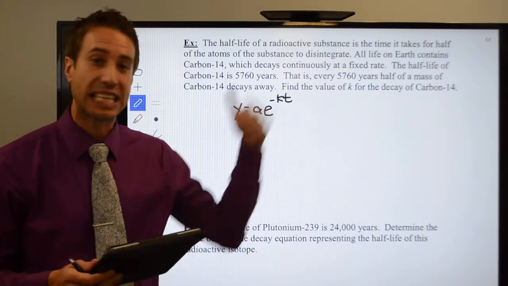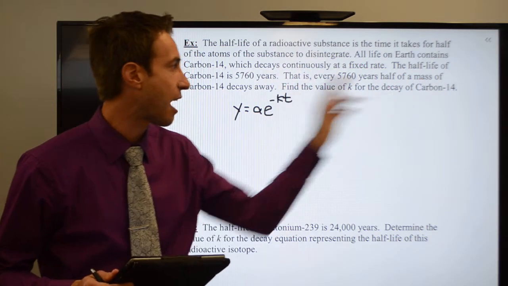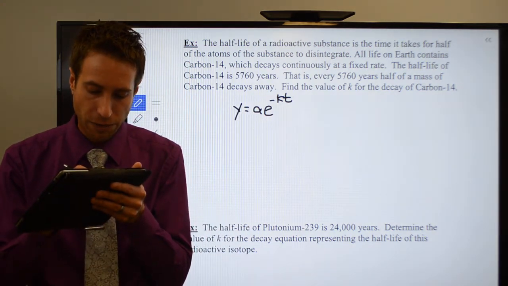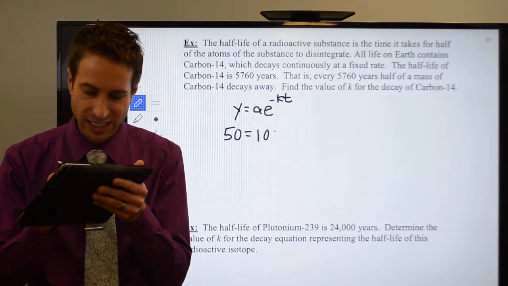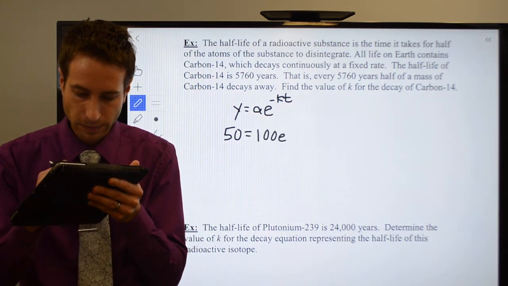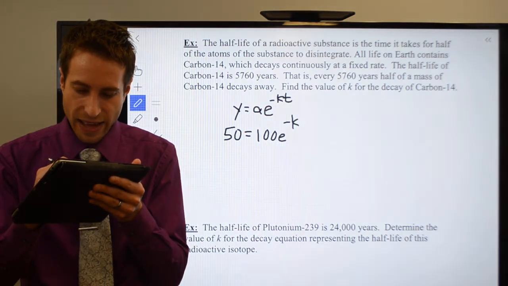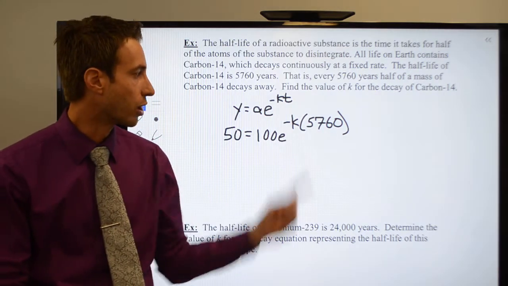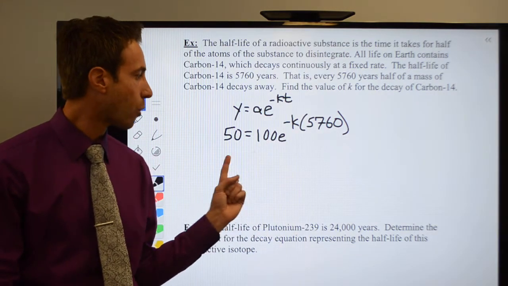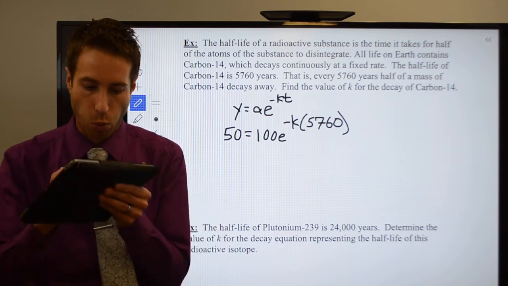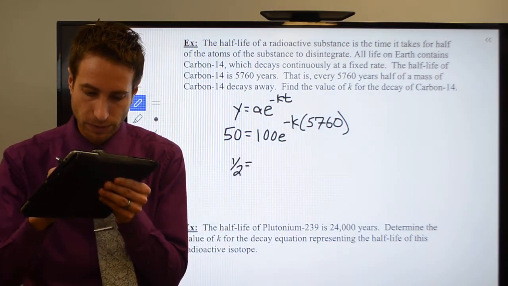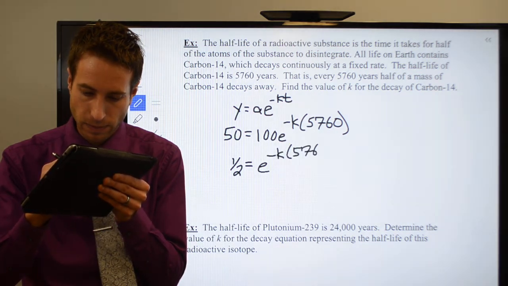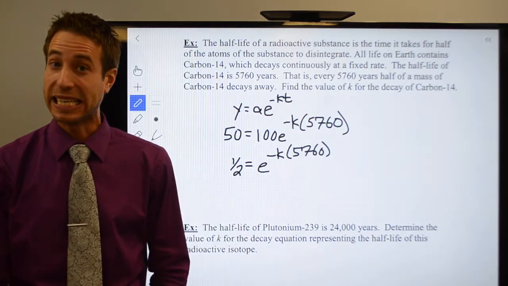So, even though I didn't give you an initial and a final amount, I spell it out for you right here in the problem. You get to pick your own numbers. So here we go. I will do 50 and 100, because I like 100, it's easy. And then, of course, the time, 5,760 years. We're going to be solving for K. All right, divide the 100 to the other side, and you get 1/2. Surprise, surprise. Okay, there we go. Now, I need to solve for K.